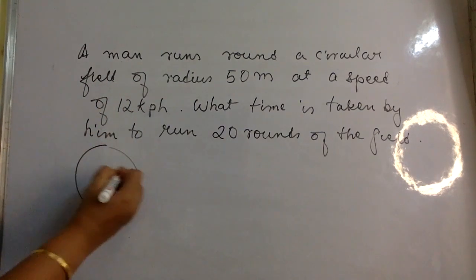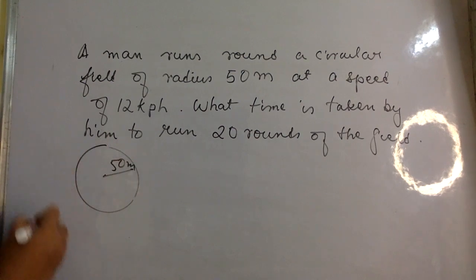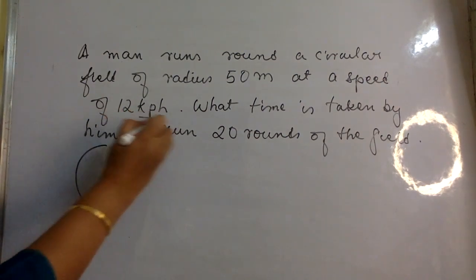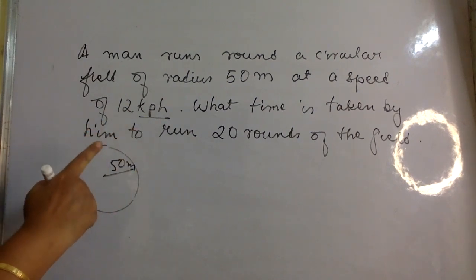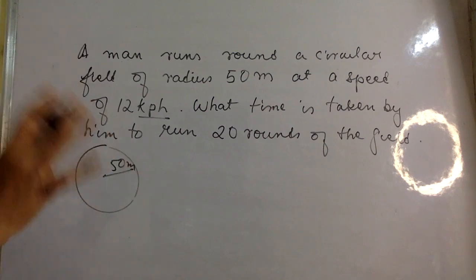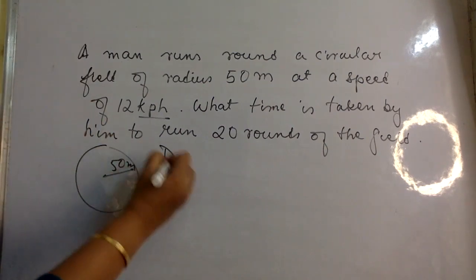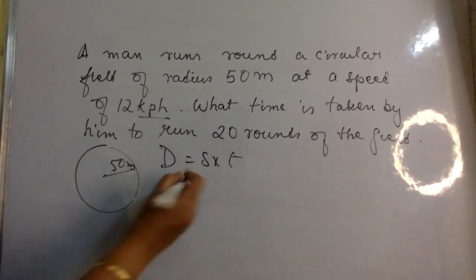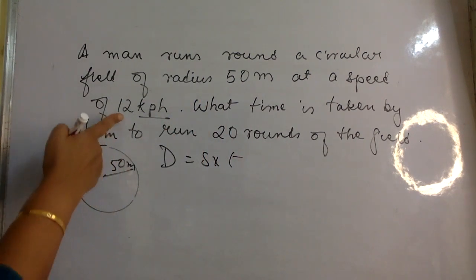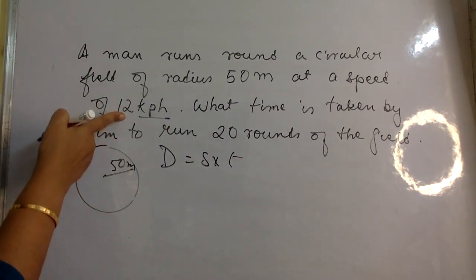A man runs round a circular field of a radius. So the circular field had a radius of 50 meters. The man is moving at a speed of 12 kph, kilometers per hour. What time is taken by him to run 20 rounds of the field? Now whenever you have these distance, speed, time questions, you have to remember this one formula. Distance is equal to speed into time. Okay, now his speed was 12 kilometers per hour.